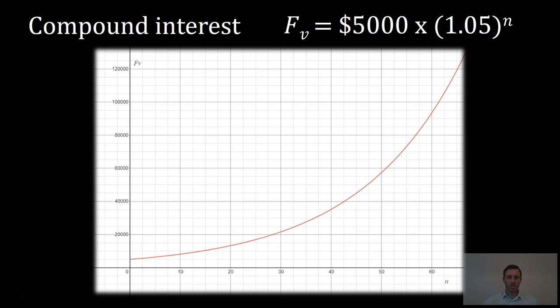Here's a graphical representation of the future value of the investment after n years. We expect that the bank account will grow in a smooth curve rather than discrete jumps. We therefore expect it will be given by the exponential function. Future value equals 5,000 times 1.05 to the power of n. You'll notice that the function is increasing or growing in this example.